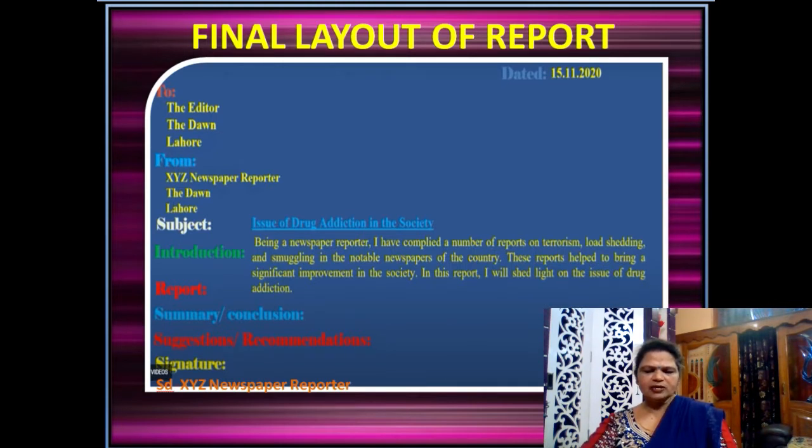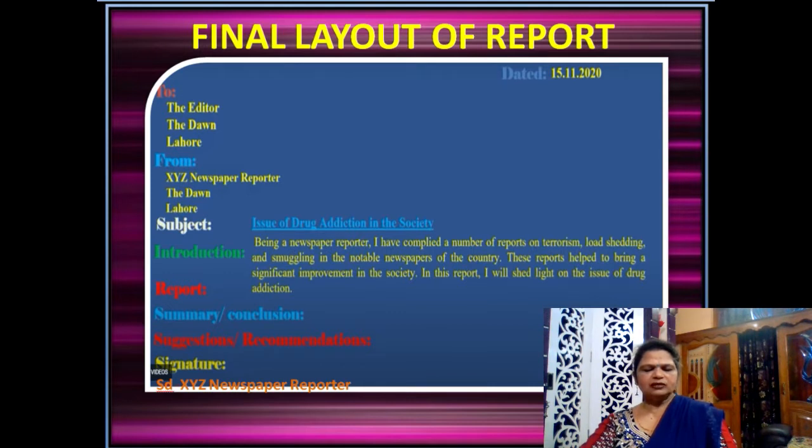Introduction means, being a newspaper reporter, I have compiled a number of reports on terrorism, load shedding, and smuggling in the notable newspaper of the country. These reports helped to bring a significant improvement in the society. In this report, I will shed light on the issue of drug addiction. This is just an example taken that the report on drug addiction is to be written.